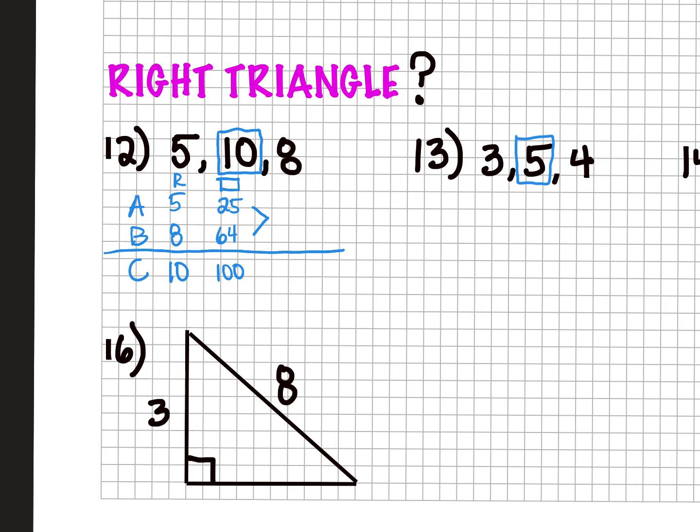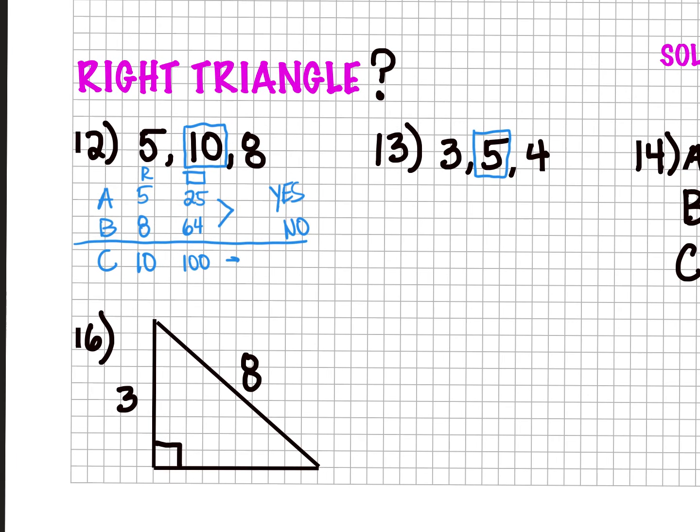Is this a right triangle? Do these, because A squared plus B squared should equal C squared. Do those equal each other? If so, you can write yes if you show me that much work. If they don't, you can write no, that they don't, but you have to show me the work. And then over here, do the same thing. Remember, this has to be the C. It's the biggest one.